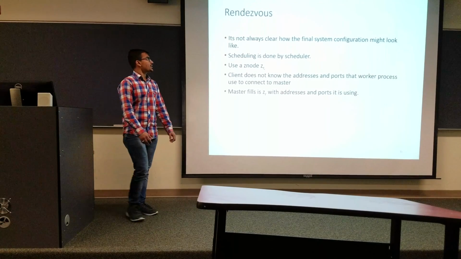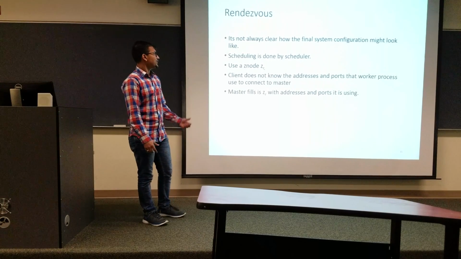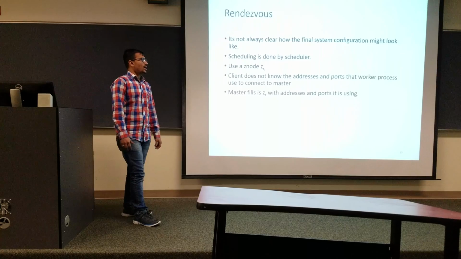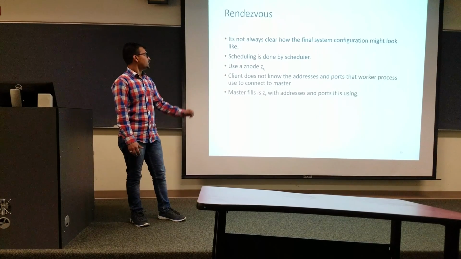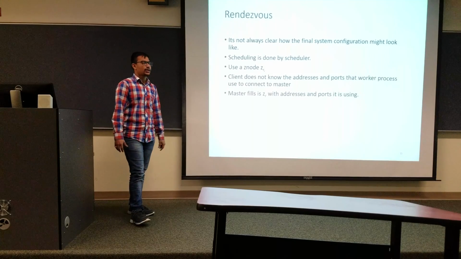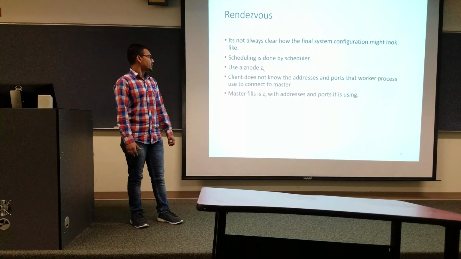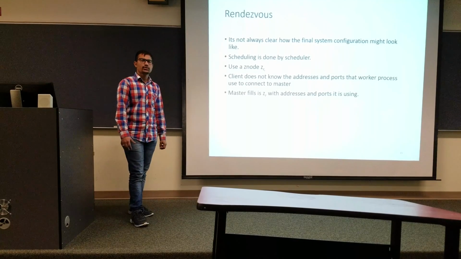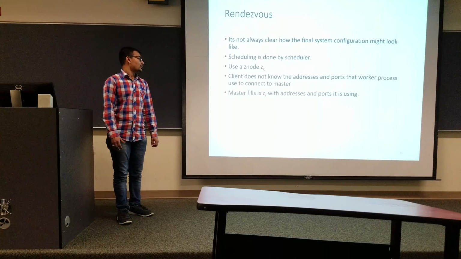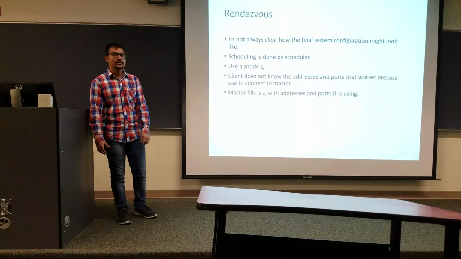Another primitive is rendezvous. It is defined as when it is not clear how the final system configuration might look like. The scheduling is done by the scheduler and uses the Z node ZR. The client does not know the addresses and the ports that the worker processes use to connect to the master. A master fills in ZR with its address and ports that it is using.